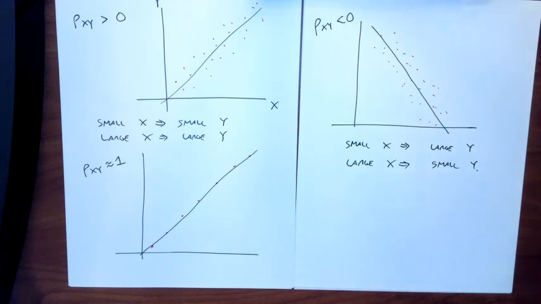Okay, so let me pause and ask for questions, comments about that. Hopefully that answered your question about how to interpret the rho value, right?